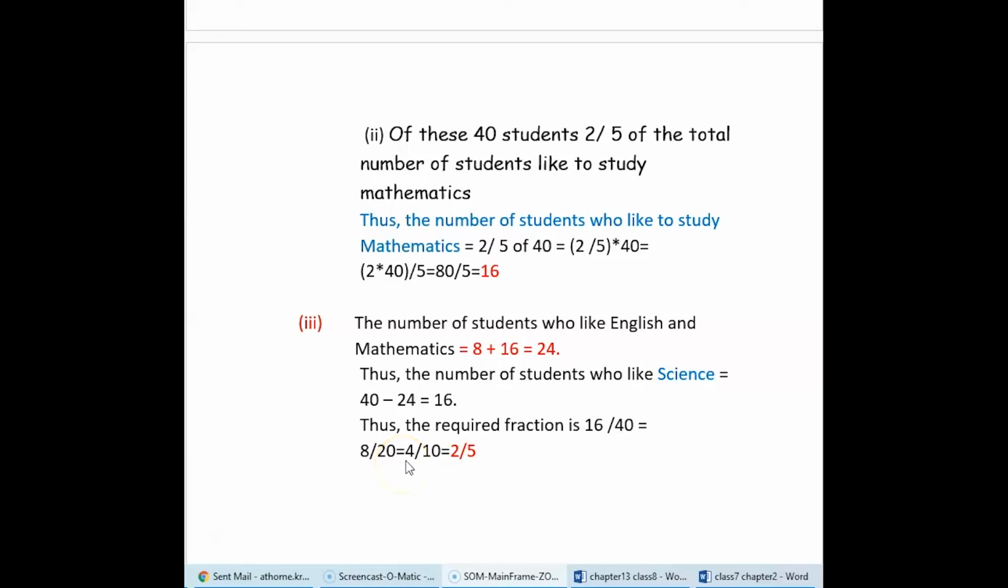Hope you have understood how to use "of" as an operator with fractional numbers. So "of" indicates multiplication in fractional numbers.